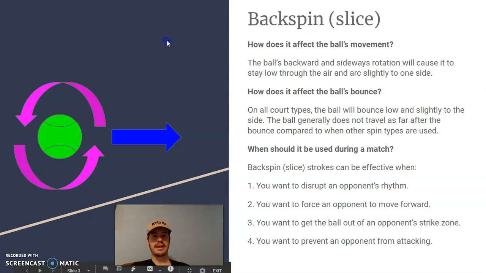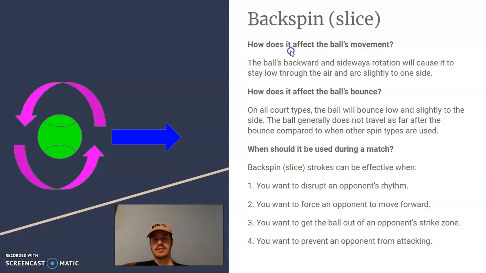All right, next one we're going to look at is backspin, or slice. Something to know about backspin is that in tennis it's really hard to hit pure backspin. Generally, when we are talking about backspin, we're talking about slice, which is a whole lot of backspin and a little bit of side spin. So just keep that in mind. In our diagram here, we can see the ball is now spinning backwards, again with a little side spin, while the ball's direction is still moving toward the other side of the court.